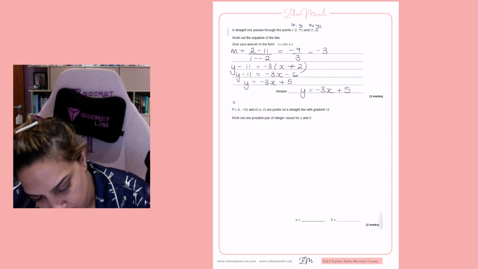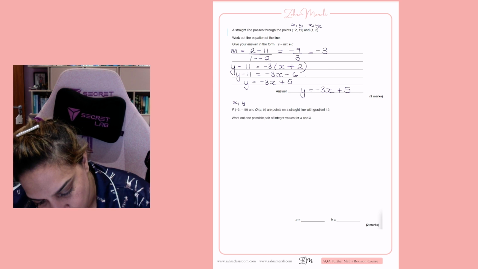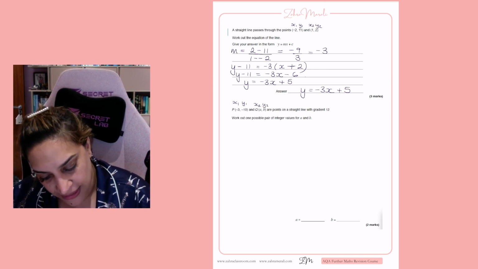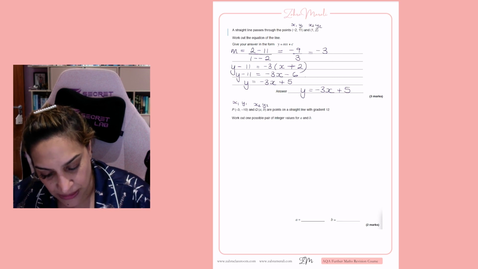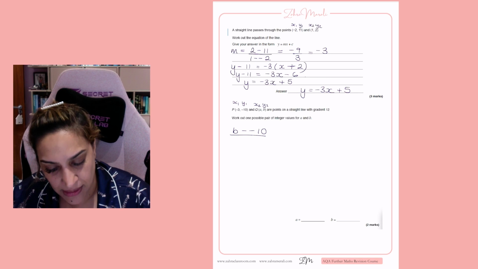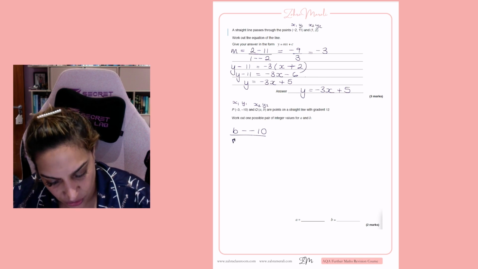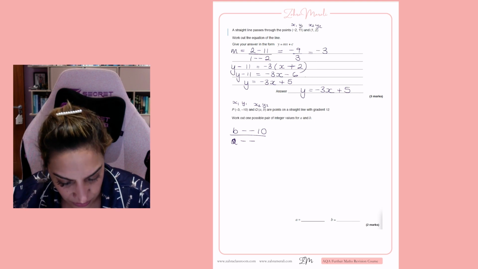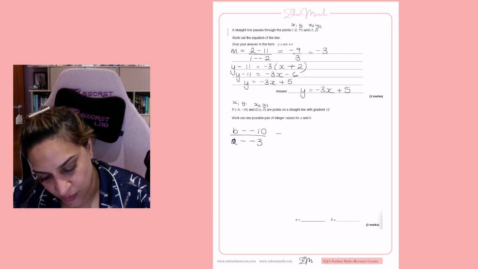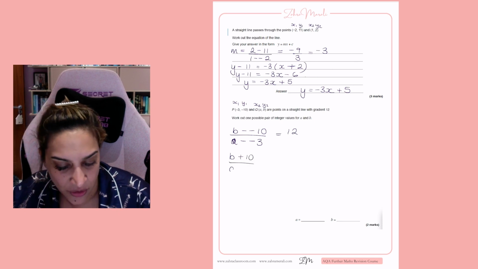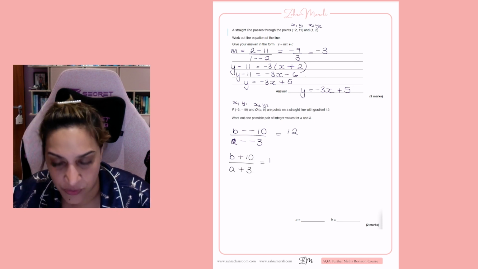We're looking at gradients. So x1, y1, x2, y2. We're going to get our gradient, which is going to be y2 minus y1 over x2, which is a, minus x1, which in this case is minus 3. And we know that equals 12. So we get b plus 10 over a plus 3 equals 12.